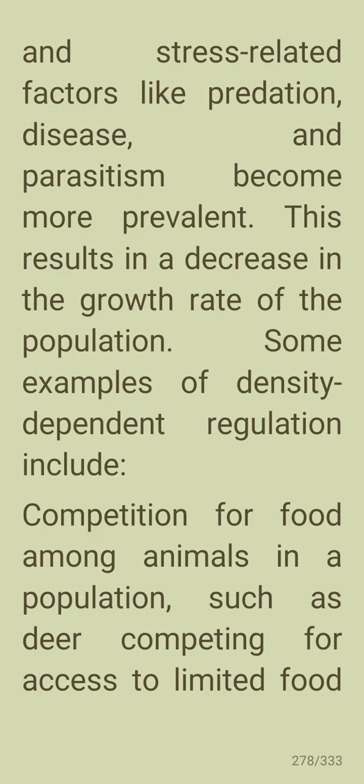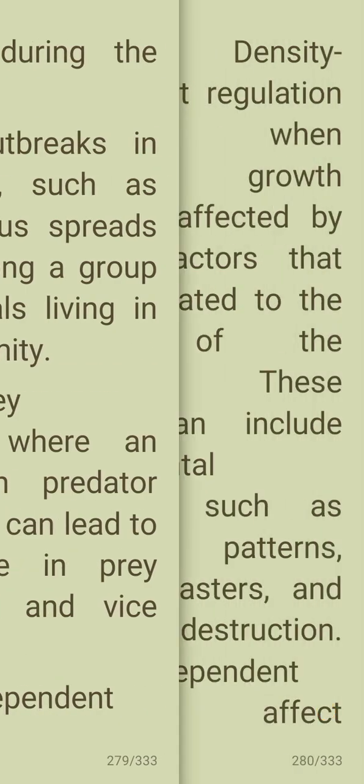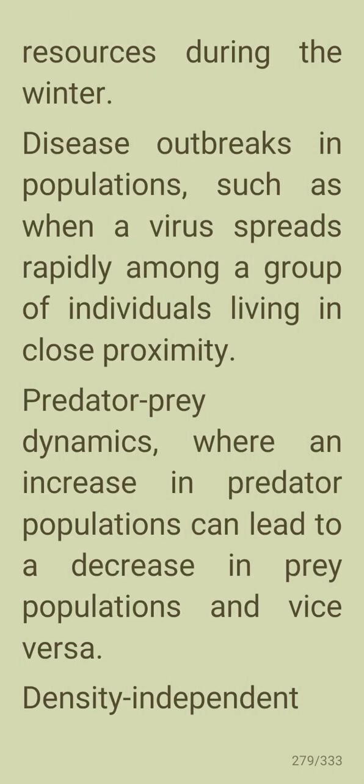Some examples of density-dependent regulation include competition for food among animals in a population, such as deer competing for access to limited food resources during the winter. Disease outbreaks in populations, such as when a virus spreads rapidly among a group of individuals living in close proximity. Predator-prey dynamics, where an increase in predator populations can lead to a decrease in prey populations and vice versa.